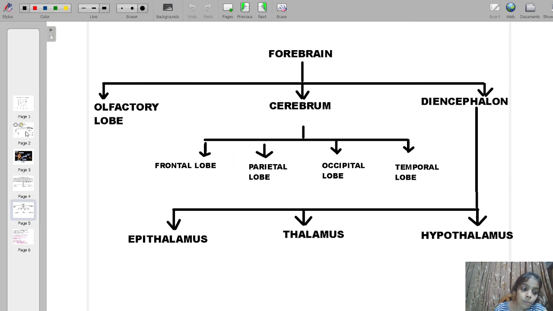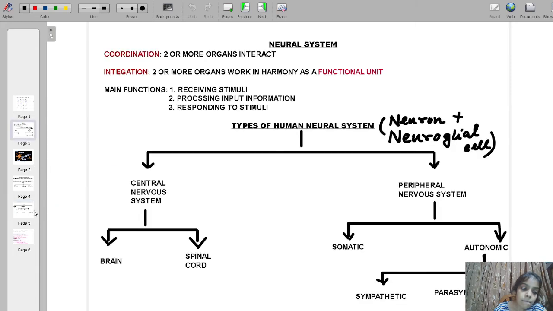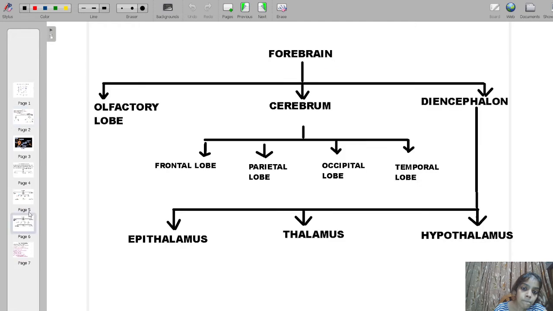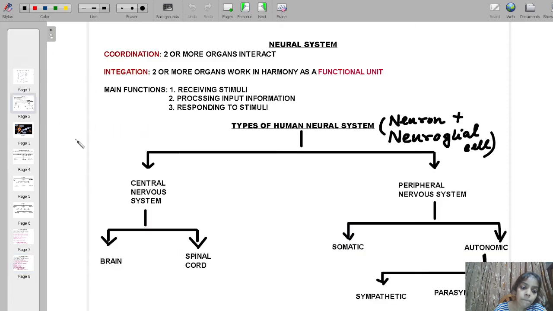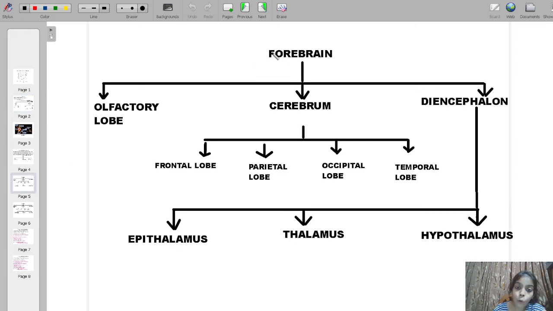The brain can be divided into three main parts. Forebrain. Fore, F-O-R-E, means front. So the front part of the brain is called the forebrain. Midbrain and hindbrain. Forebrain, midbrain and hindbrain.